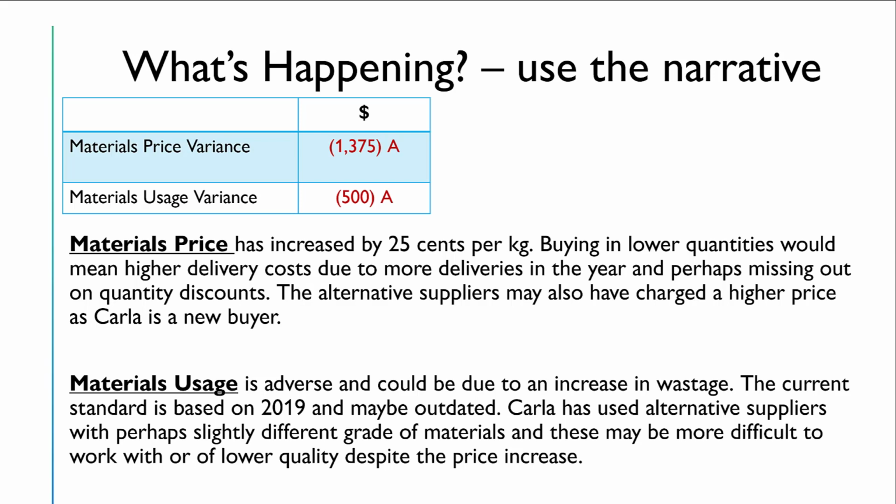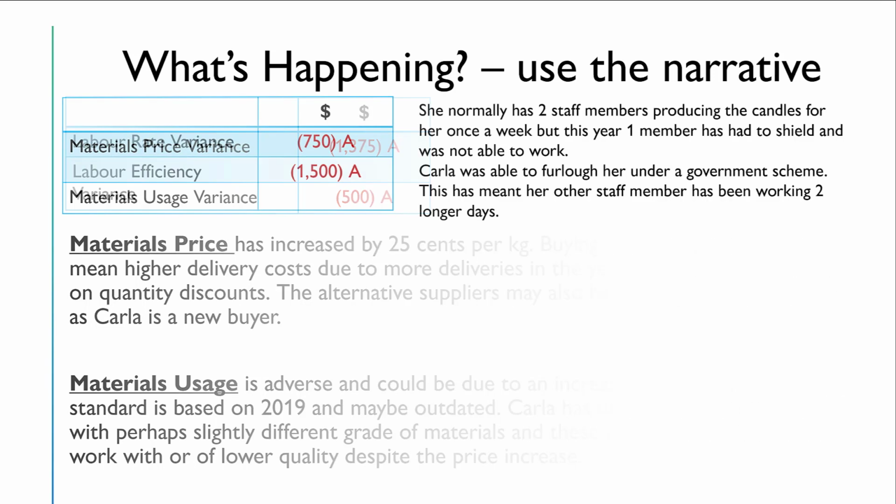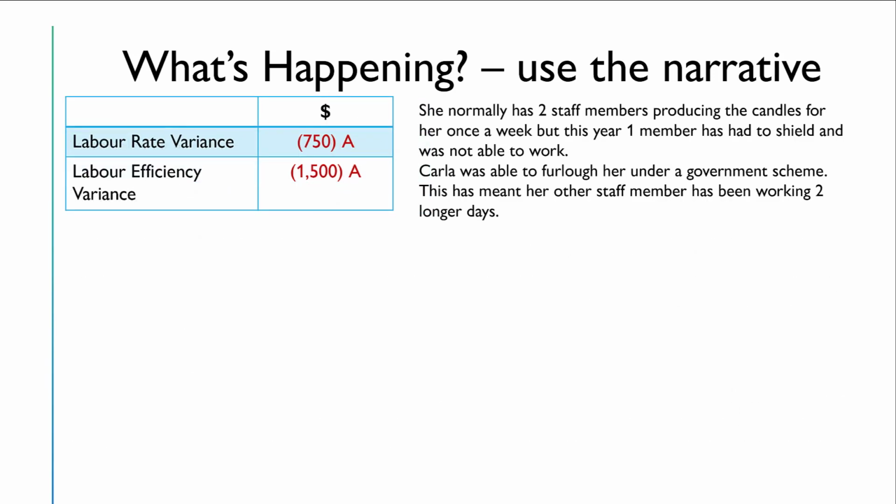Let's now have a look at what you would think from labour. Okay, so we've also got two adverse variances here. And again, reminding yourself of the narrative, she normally has 2 staff members producing the candles for her once a week, but this year 1 member has had to shield and was not able to work. Carla was able to furlough her under the government scheme. This has meant the other staff member has been working 2 longer days.